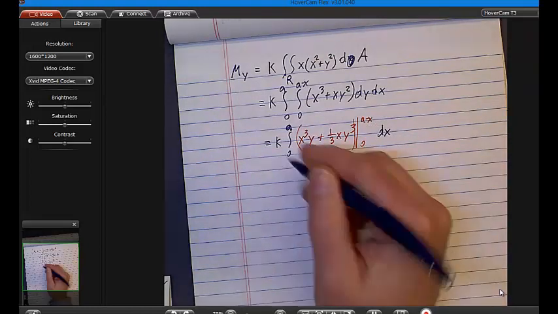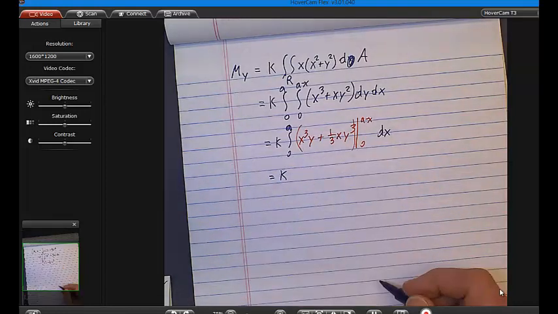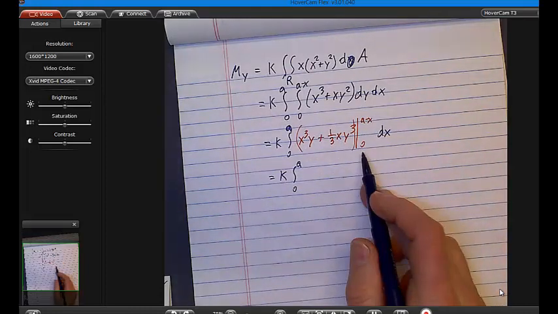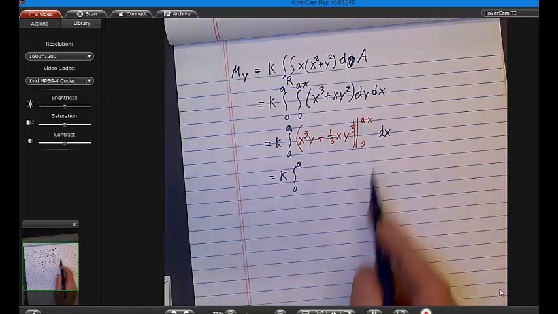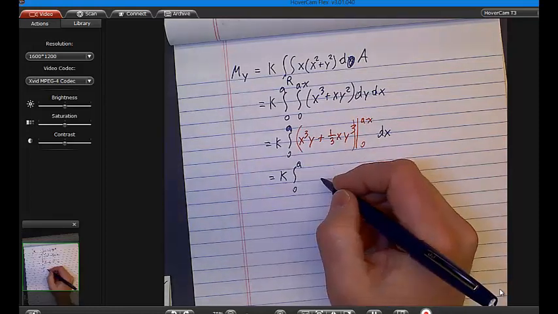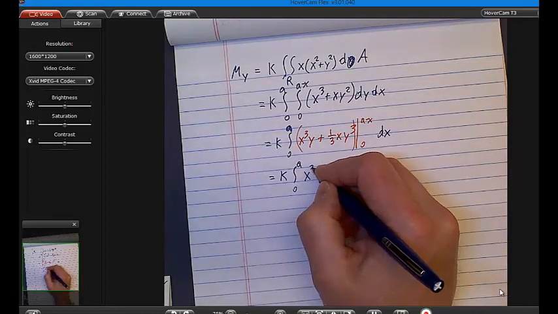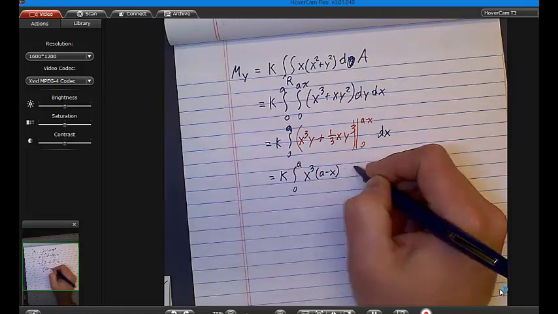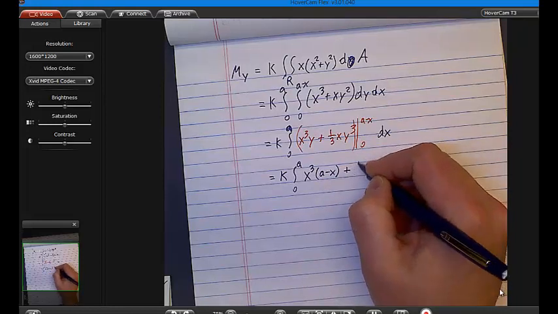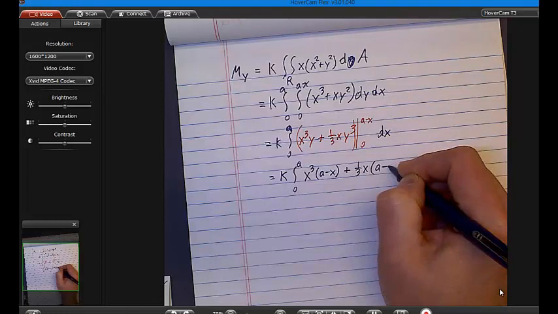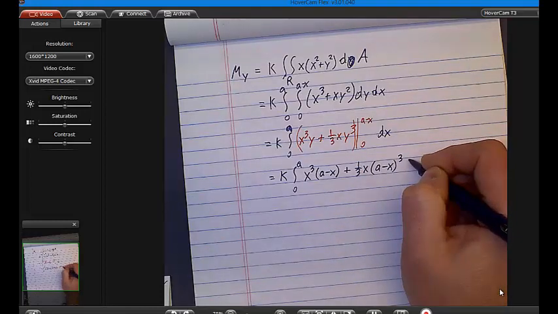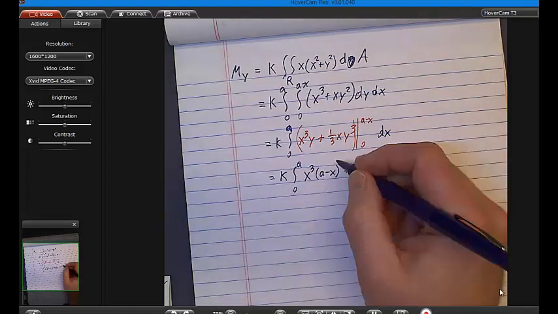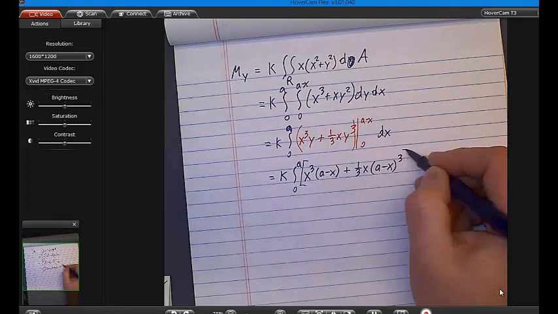So this is k times what? Integral 0 to a. We throw in zeros for y, it all goes away. When we throw in the a minus x's, okay, it's kind of same deal, right? We get x cubed times a minus x plus 1/3 x times a minus x quantity cubed. All right, another decision to make. Should I split it into two integrals like I did last time?